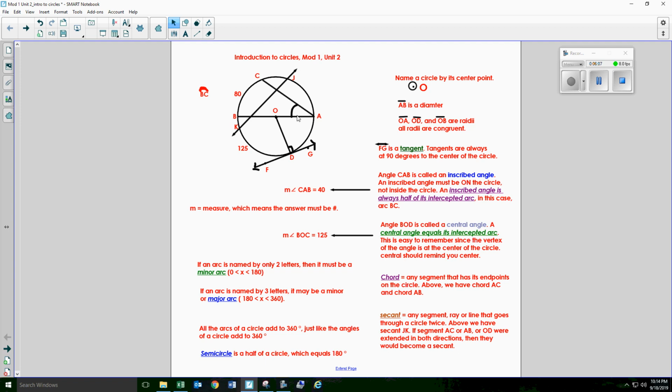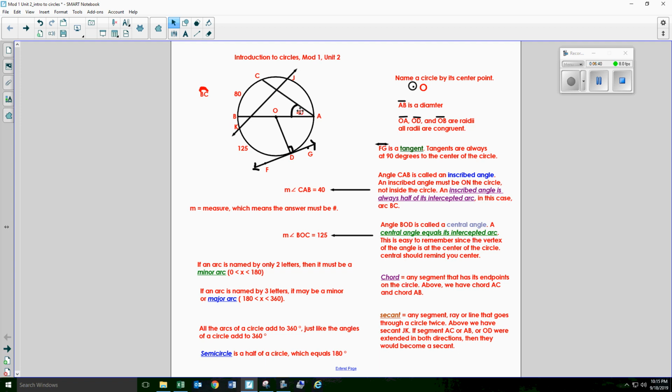So an inscribed angle is always half of its intercepted arc. So what's half of 80? 40. So right there is 40 degrees because it's half of its intercepted arc. And I wrote that down here. The measure of angle CAB is 40 degrees. Remember, M stands for measure, which means it must be a number. I don't put letters here. Measure is a number. 40 degrees. So we're going to practice these problems on the next page.